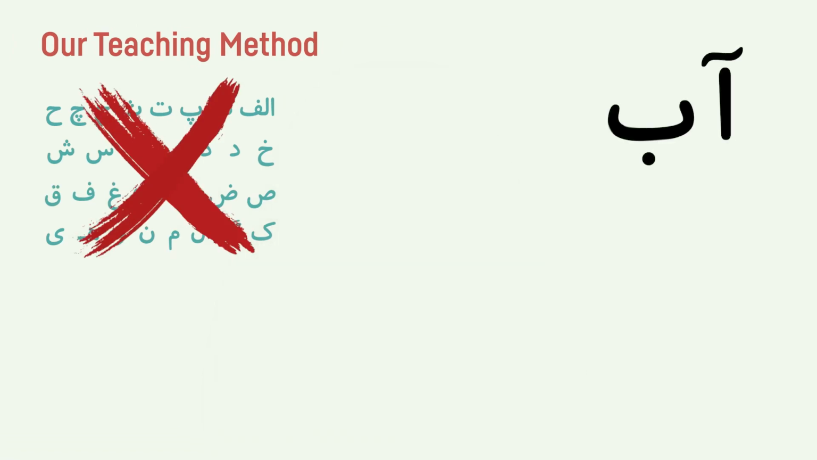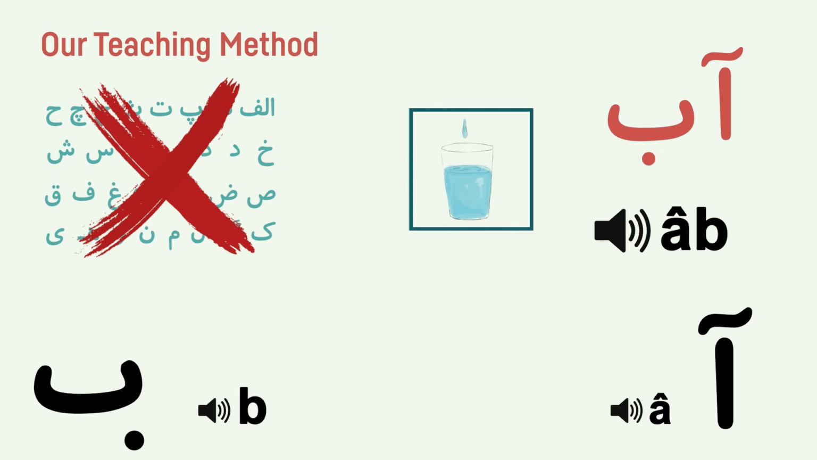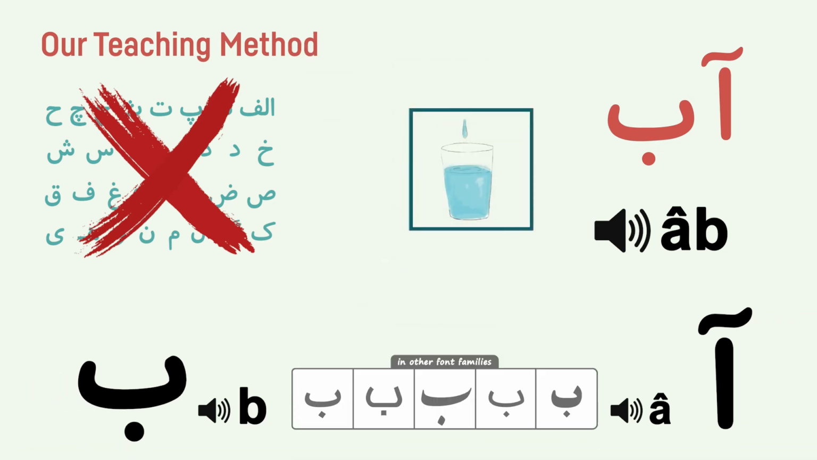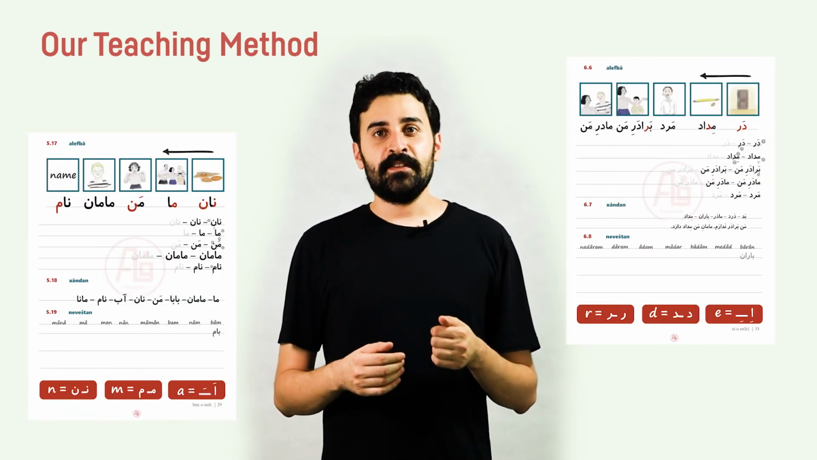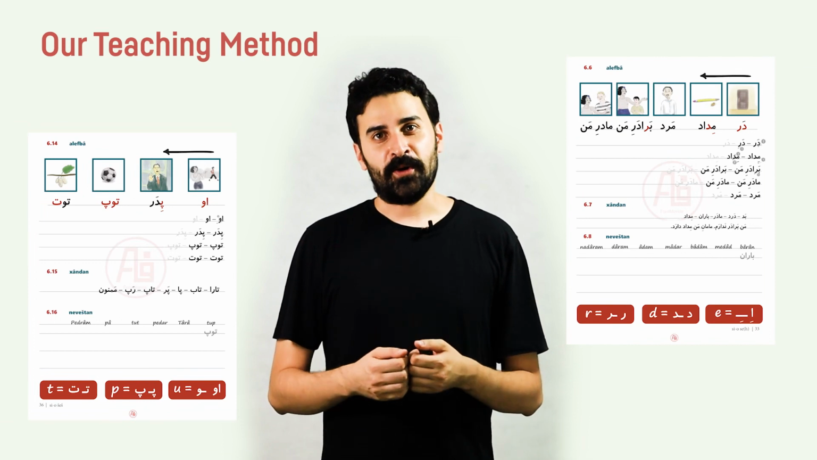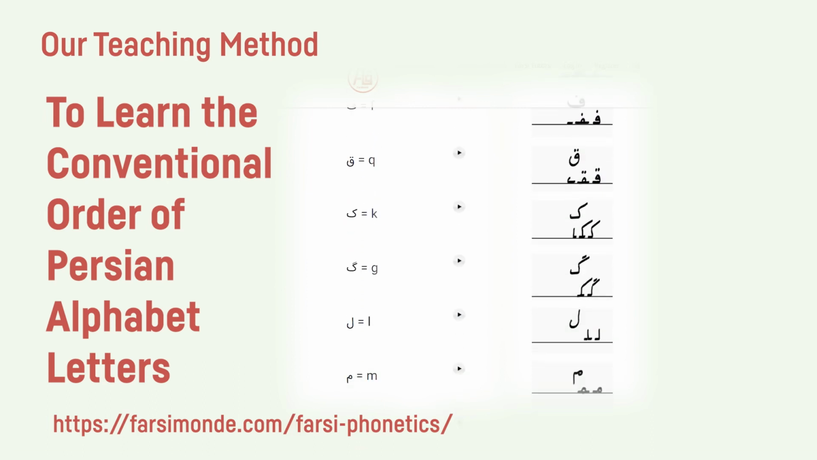Before going to the videos, we'd like to give you some information about our teaching methods. We are not going to teach you the letters one by one from A to Z. Instead, we introduce some simple but frequently used Persian words and their pronunciations by using a simplified IPA transcribing system and pictures. After learning the new vocabulary, you'll learn how to write the whole word. Finally, the letters will be introduced separately and in different fonts. The order of teaching letters is based on their frequency and the list of the words we used in our books. To learn the conventional order of Persian alphabet letters, you can use our phonetic page.